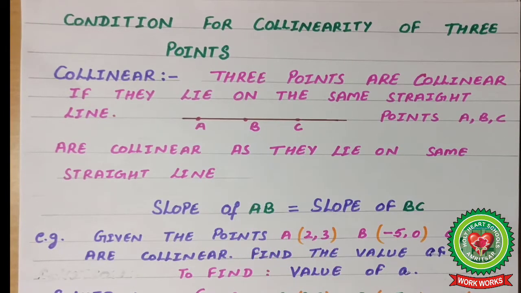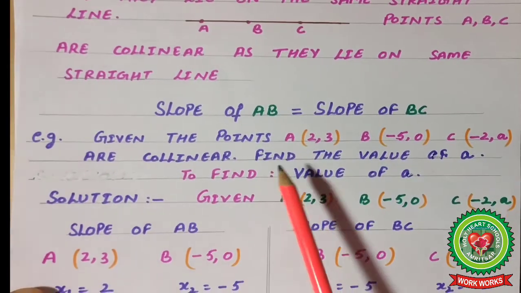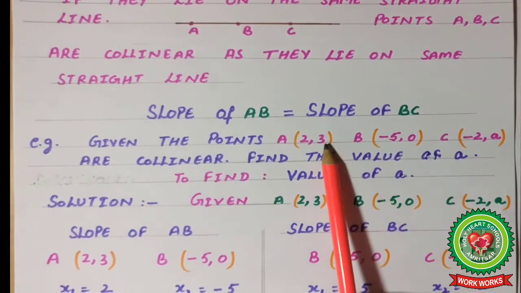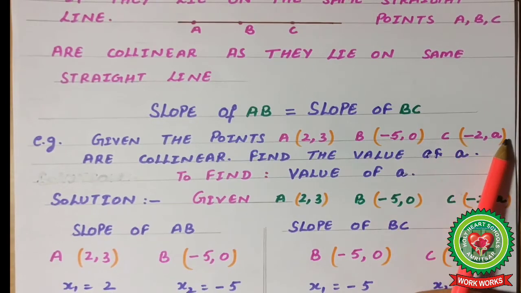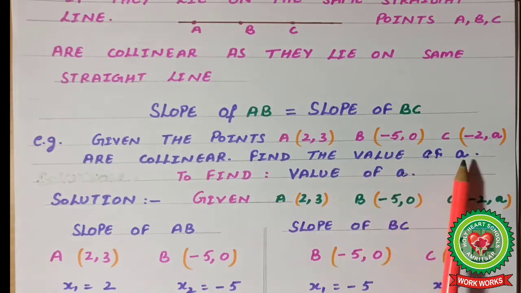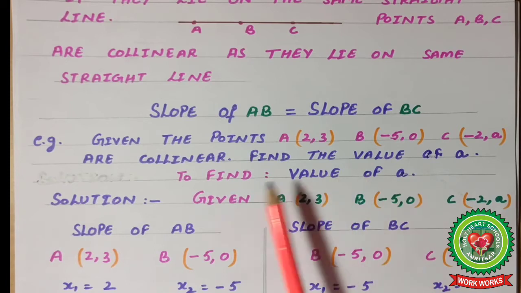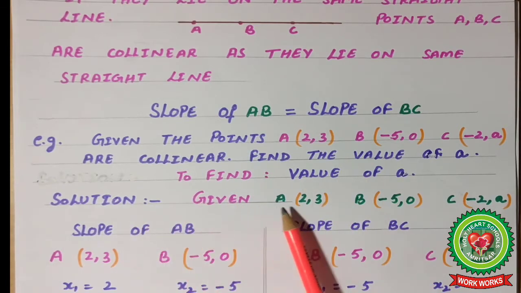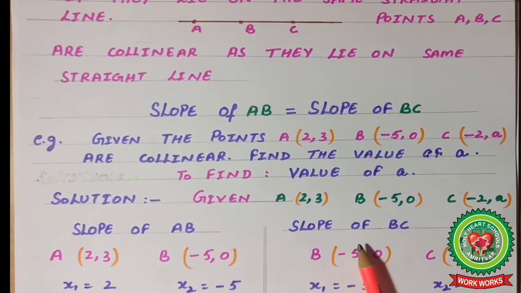Now for more understanding, let's take 1 or 2 examples. Given points A (2, 3), B (-5, 0), C (-2, a) are collinear, and you have to find the value of a. According to the solution, one side you will find the slope of AB, and on the other side the slope of BC.